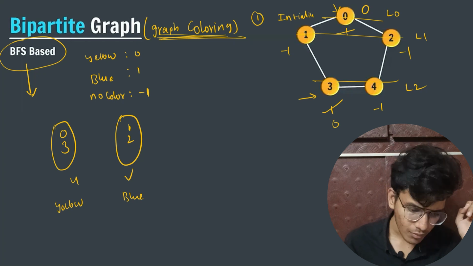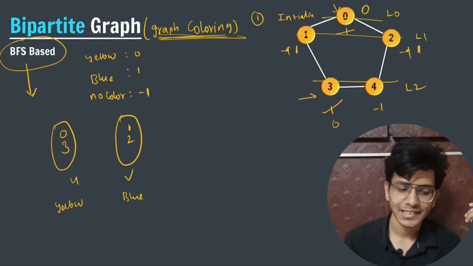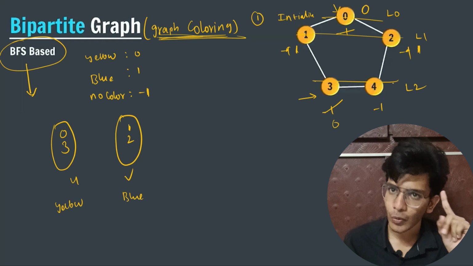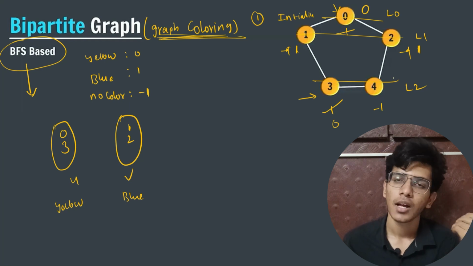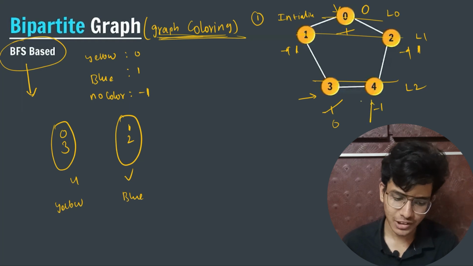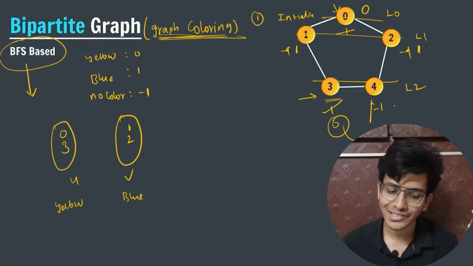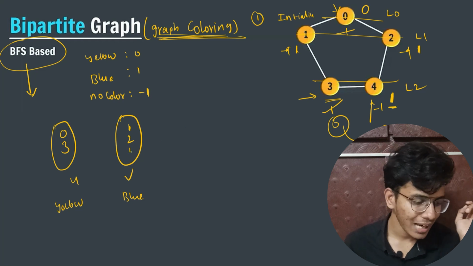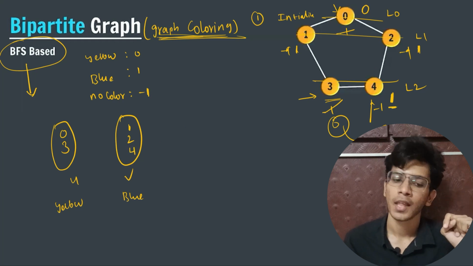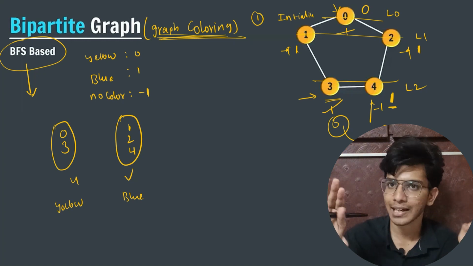Now I will come to 3. So for 3, its neighbors are 1 and 4. 1's color is blue, but 4 is not assigned with any color. So for this node I will assign the opposite color. Here I am having 0 color, right? So I will assign blue color, that is 1, for my 4th node. So I will add 4 in my set 2, right? Now all the nodes in my graph are visited.